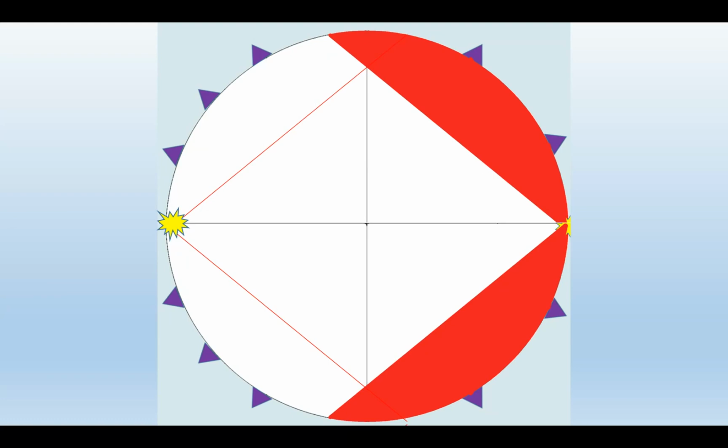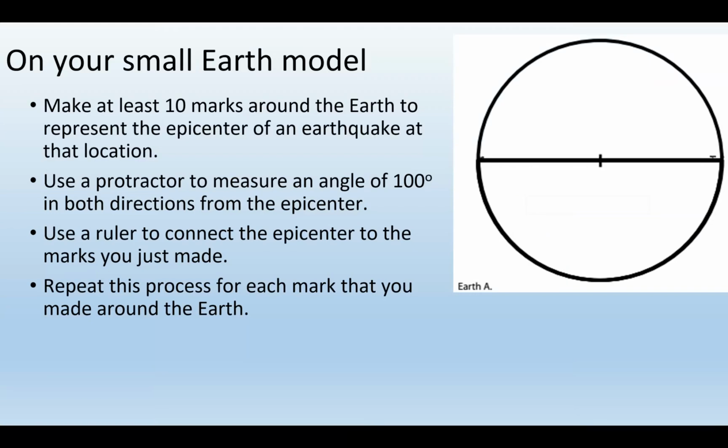So this is going to let us start to map out where along these lines we have solid rock inside of our Earth. Now you have a paper. There's a very small model of your Earth. And on this paper, I would like for you to make 10 marks around the Earth to represent the epicenter of an earthquake at that location.